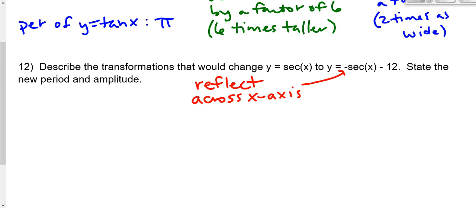Notice we're not multiplying by any other thing. There's no vertical stretch or shrink. We're not multiplying inside the function by anything, so there's no horizontal stretch or shrink. We are subtracting 12, so that would be a vertical shift down 12.